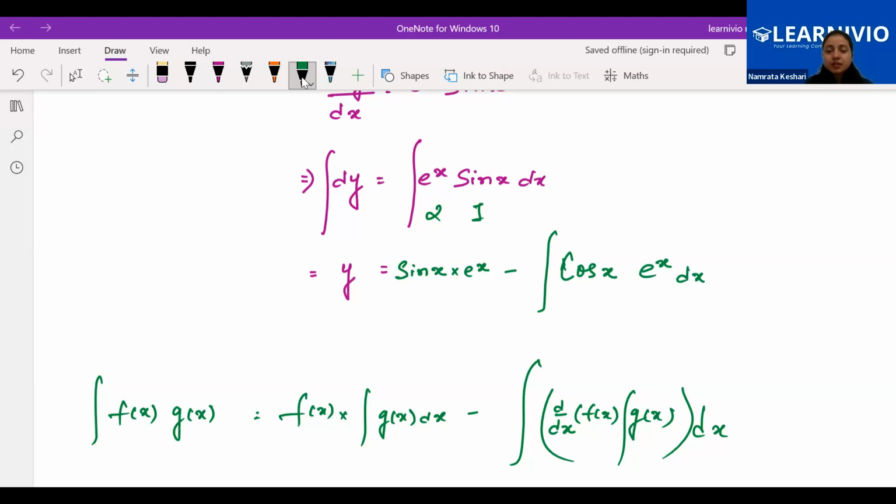Now what to do over here? We do the same thing. We split again. We will try doing it one more time. So let's do it. Let me keep the bracket. Now let's do it.